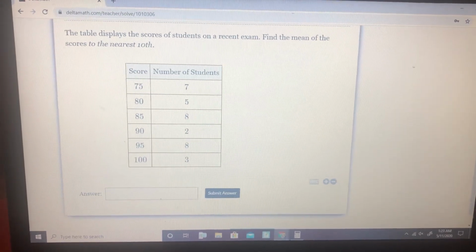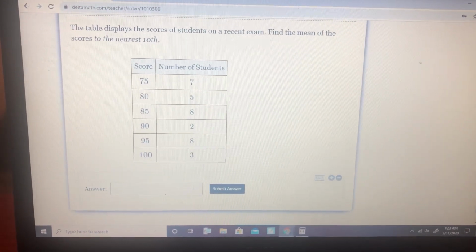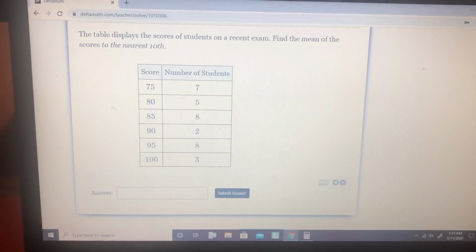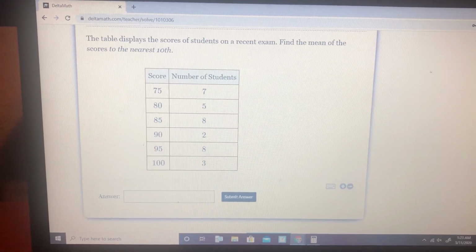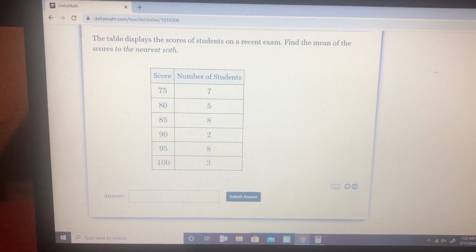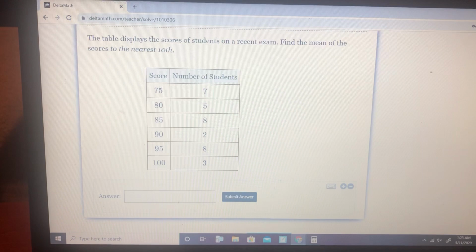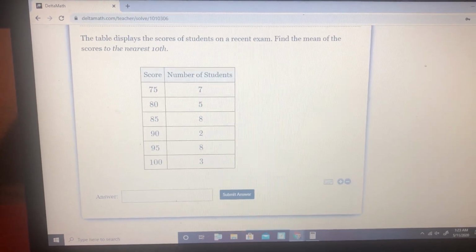This video will demo how to find the mean from a frequency table. If you recall, the mean is found by taking the total number of values divided by however many values there are. Here, though, we have all of that information, we just have to creatively find it.